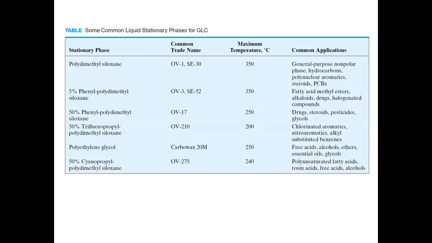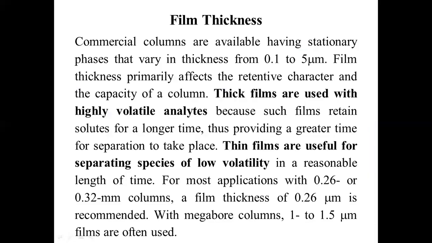As chemists, we know different groups of compounds, and 90% of the compounds are covered under these classes. Polydimethyl siloxane is applicable for the separation of non-polar hydrocarbons, polynuclear aromatics, steroids, and polychlorinated biphenyls. 5% phenyl polydimethyl siloxane is applicable for the separation of fatty acids, methyl esters, alkaloids, drugs, and halogenated compounds. Steroids, pesticides, and glycols can be separated using 50% phenyl silica, and chlorinated aromatics. Like this, any other group of compounds can be separated.